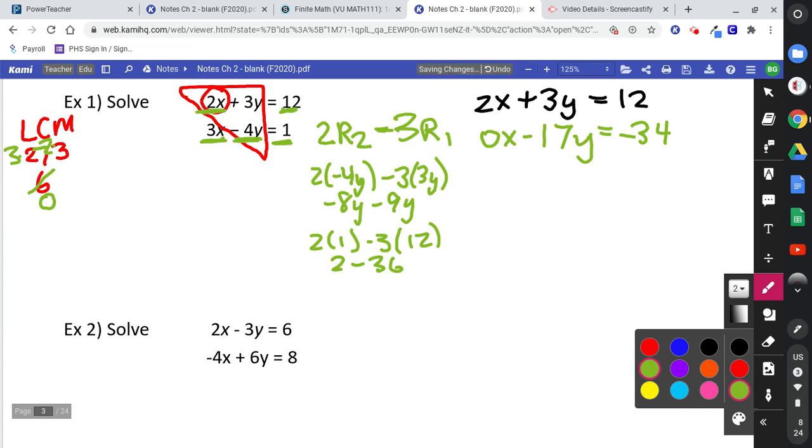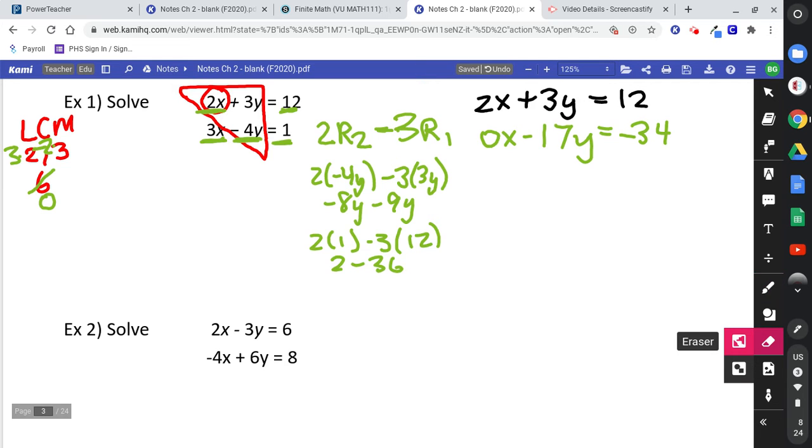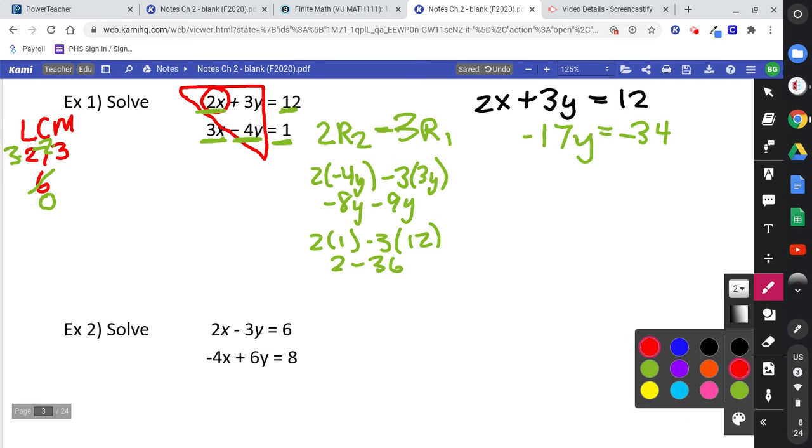Okay, so a couple of things. First of all, we wouldn't need this 0x right here. But second of all, we've produced the triangle. And I will be looking for that. That's how I know you're doing echelon form, if you've produced that triangular form right there. After that, it's pretty easy because you can just take that bottom row and solve. Divide by negative 17, you're going to get y equals 2.